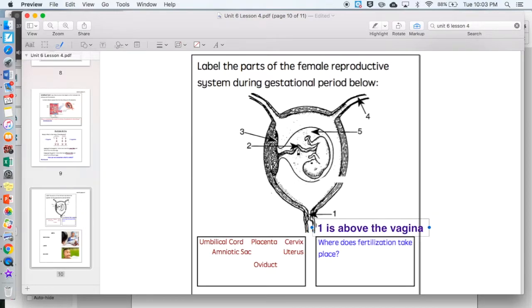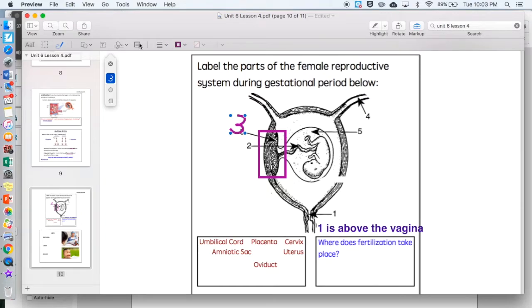Okay, so figure out what 1 is, what it is above the vagina. Number 2 is this. Number 3 is pointing to this structure. Ooh, that was cool. That is 3. 4 is this, and 5 is this whole bubble. Okay, so here is your word bank. You have umbilical cord, placenta, cervix, amniotic sac, uterus, and also oviduct, which you know is something else. You can do numbers under those, or you can type the words in your Cami on top of that. And we will go over these from your workbook.